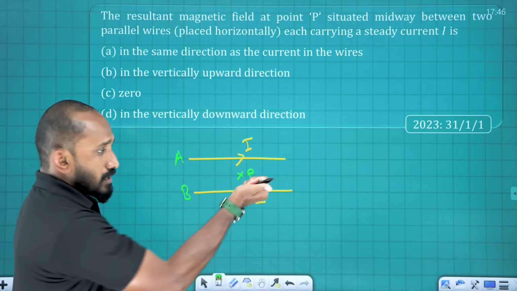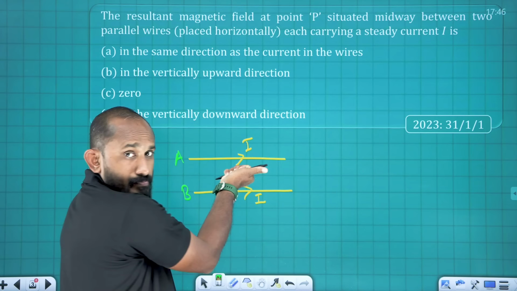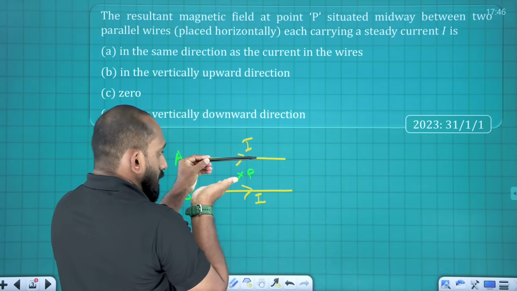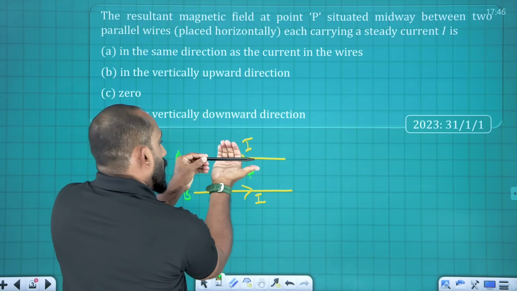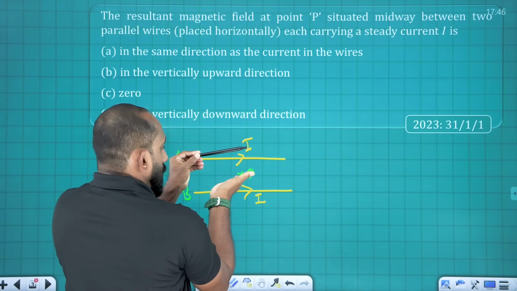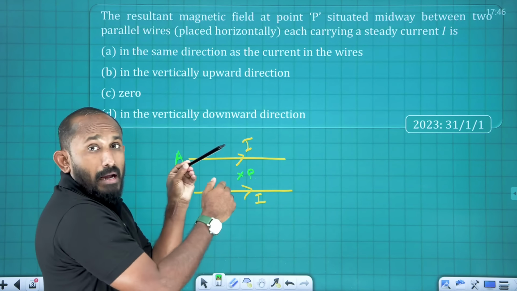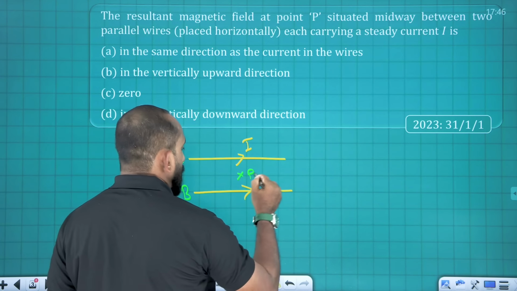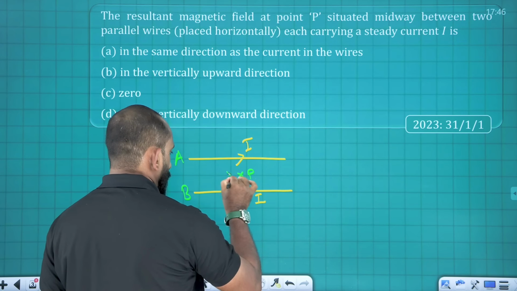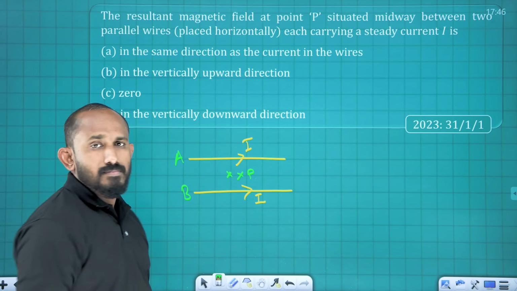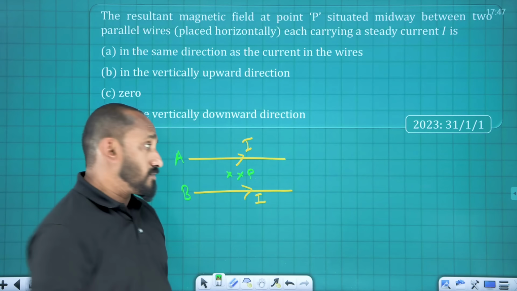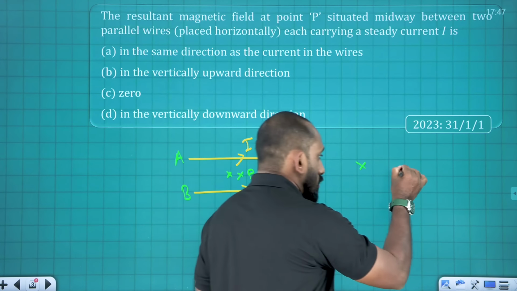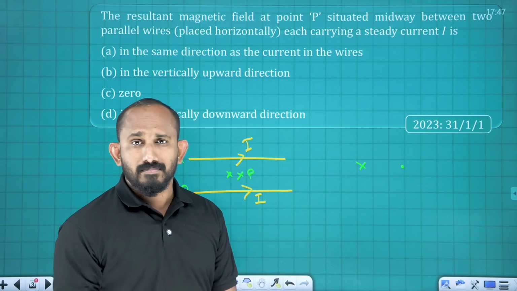If you keep the thumb along this way, then the curled fingers show that below the wire it is into the board, and above the wire it is out of the board. So at P, due to A, the magnetic field is into the board. Yes or no? The magnetic field lines we represent as a cross into the board and a dot out of the board.